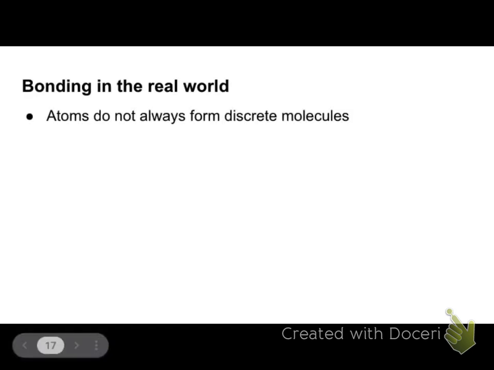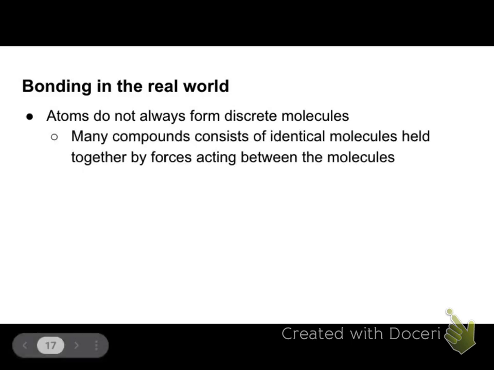In the real world, atoms don't always form discrete molecules. So what I mean by that is when we draw these Lewis structures, we draw them as independent molecules, right? We're like, this is a molecule of carbon dioxide. But in the real world, one molecule of carbon dioxide doesn't always exist by itself with nothing else happening to it. Very often, compounds consist of tons of identical molecules together, and then those identical molecules are actually being held together by other forces, which we will call intermolecular forces.